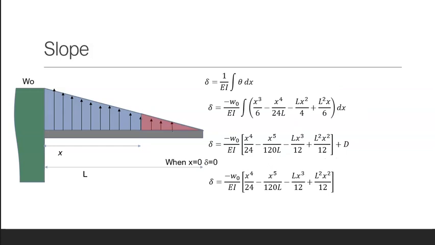The deflection then is the second integral, so I integrate the slope. This was the equation we had for the slope. When I integrate that, it becomes x to the power 4 over 24, minus x to the 5 over 120L, minus x cubed all over 12, plus L squared x squared all over 12, plus D.